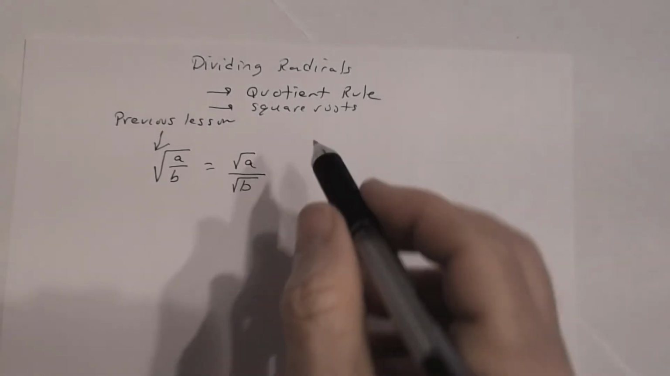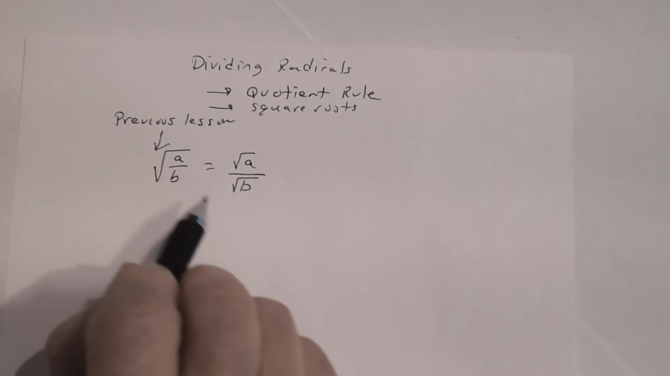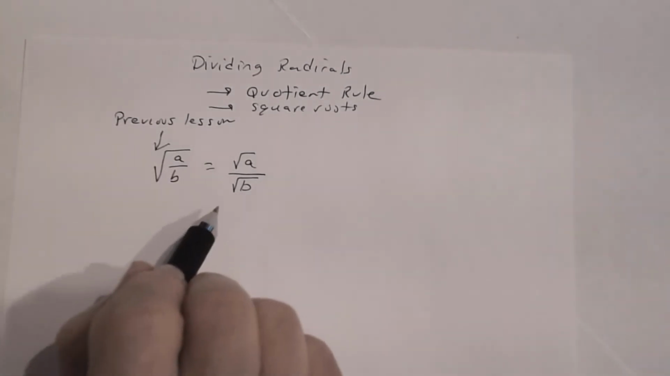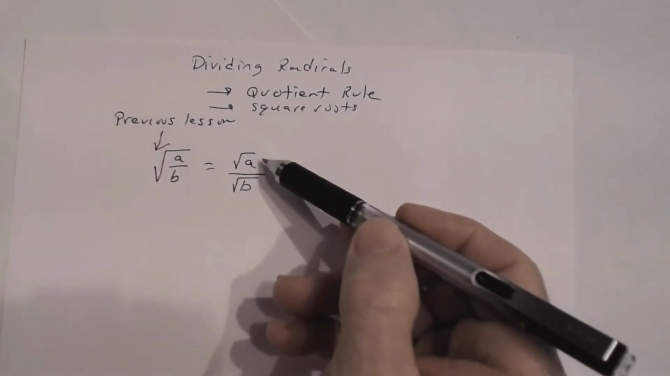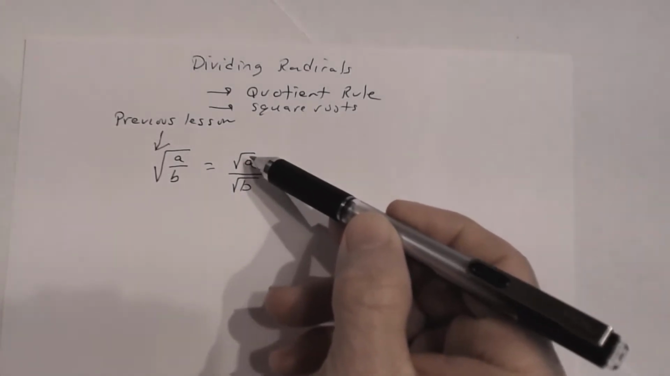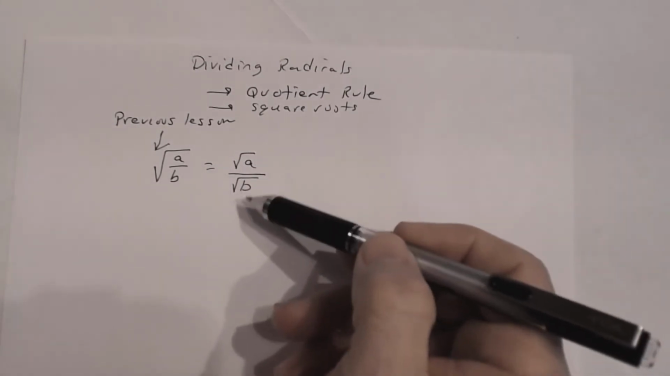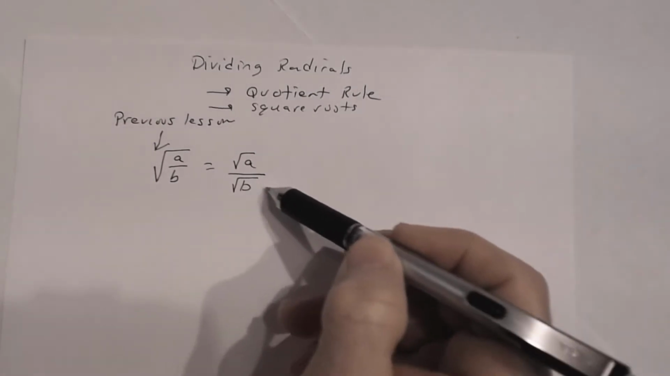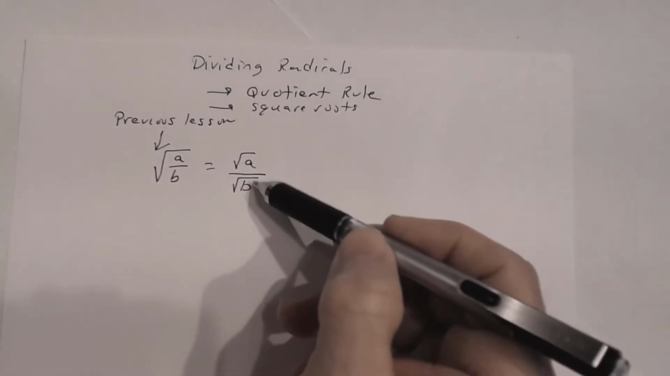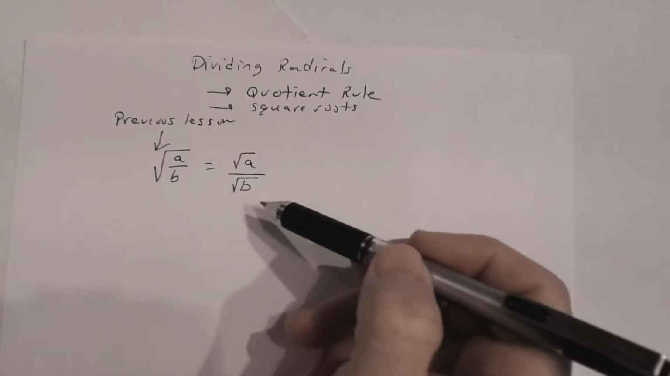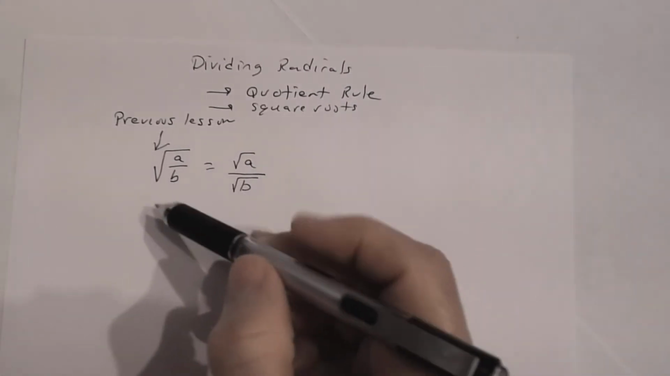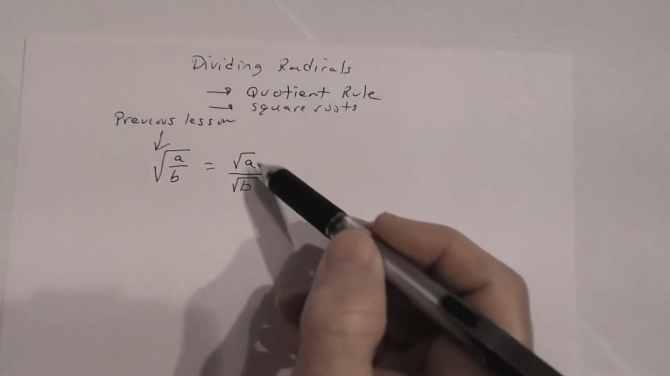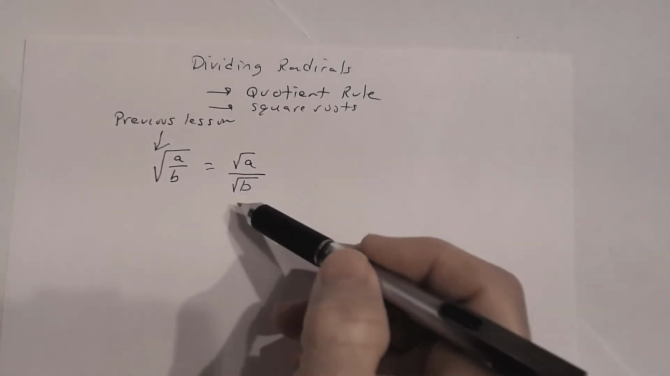Again, we were assuming that any variables in the problem represented positive numbers. We also stated that a must be non-negative and a real number, and b must be a real number, and b cannot be 0, because if b was 0, the denominator would be 0 and this fraction would be undefined. Basically, you're taking the square root of a fraction, and you can write it as the square root of the numerator divided by the square root of the denominator.